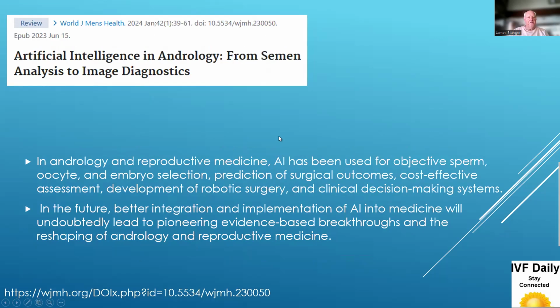And lastly, just a note: in 2023, it was said that in andrology and reproductive medicine, AI has been used for objective sperm, oocyte and embryo selection, prediction of surgical outcomes, and cost-effectiveness assessments. In the future, better integration and implementation of AI into medicine will undoubtedly lead to pioneering evidence-based reshaping of andrology and reproductive medicine.